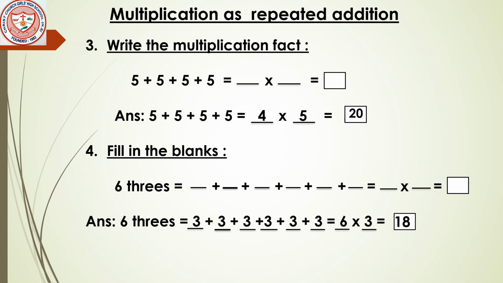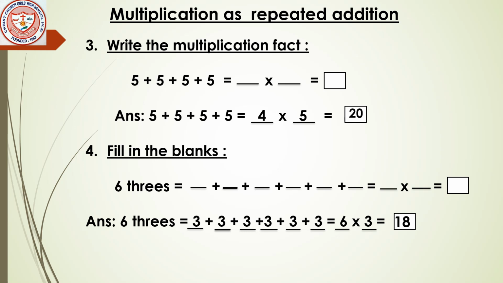Okay. So, how we will write this? 5 plus 5 plus 5 plus 5 is equal to 4 into 5 is equal to 20. So, this is the answer. Again, I have solved one problem for you. Look at this.